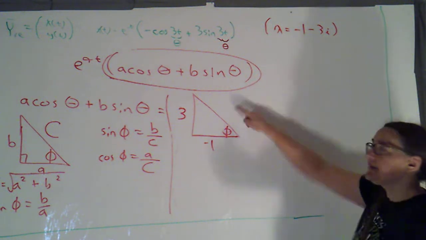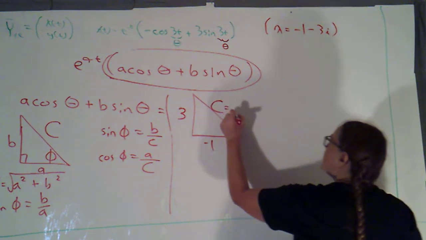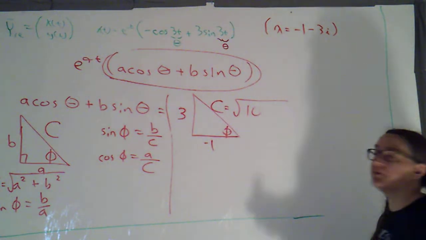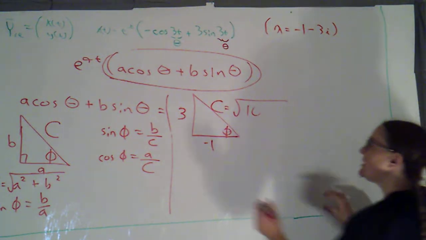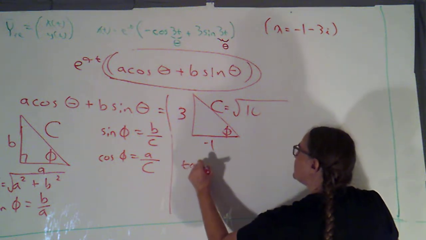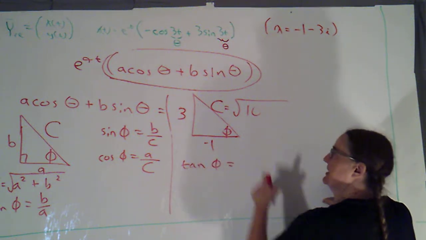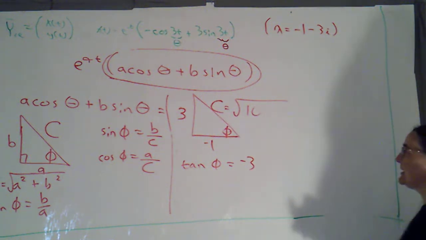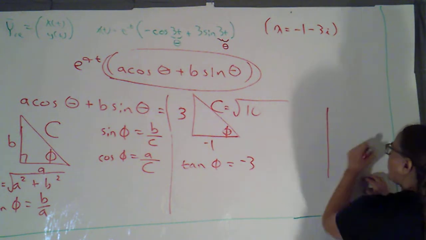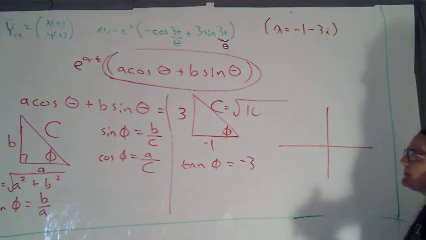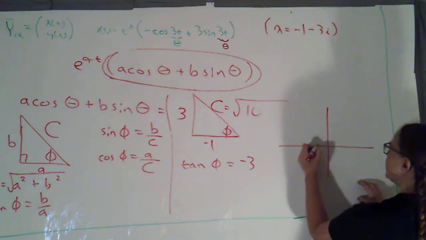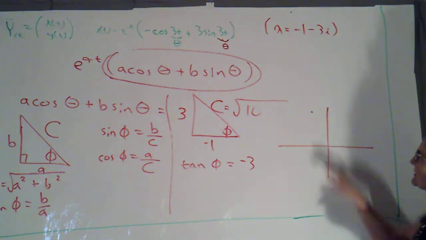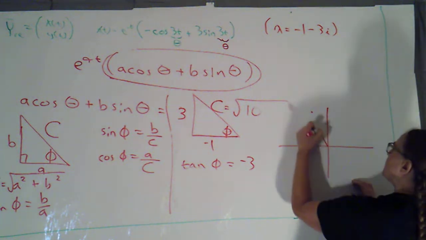So I can easily solve for c. c is just the square root of 9 plus 1, so it's just the square root of 10. And then what I know about phi is that tangent of phi is going to have to equal 3 over -1, or -3. But I also know what quadrant it needs to be in, because if I plot the point (-1, 3), that's going to be in quadrant 2.